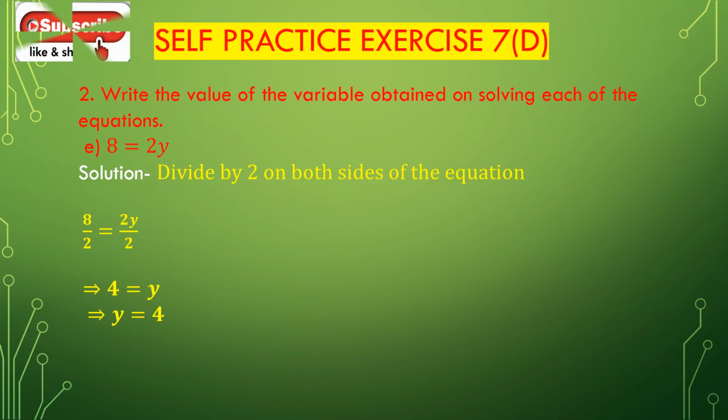Now the equation becomes 8 divided by 2 equal to 2y divided by 2. 8 divided by 2 is 4. 4 equal to 2y divided by 2. 2 and 2 will be cancelled. So it will be y. 4 equal to y, that is y equal to 4. So value of the variable y is 4.